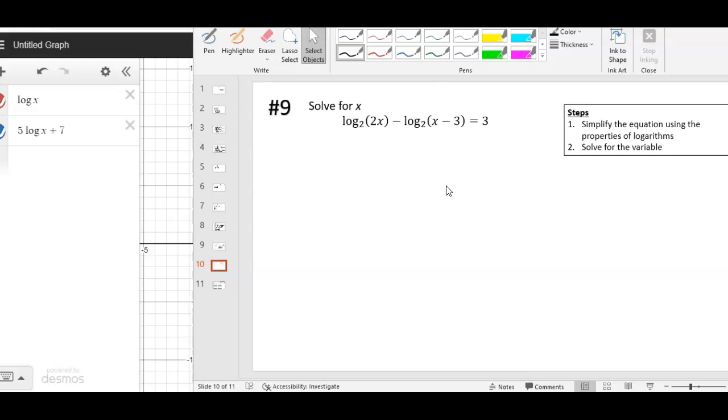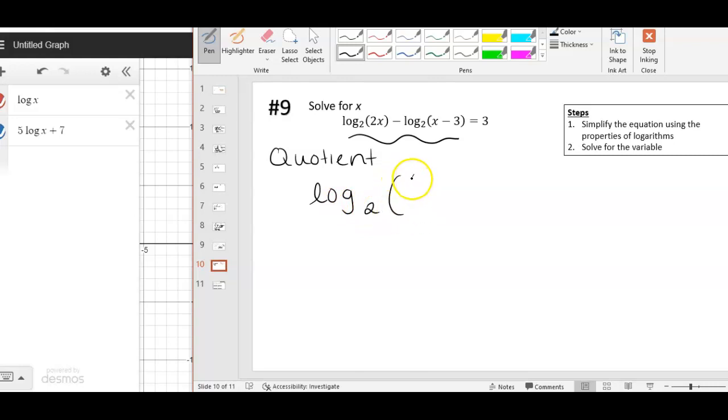Okay, so now let's try this problem. This problem tells us to solve this logarithmic equation. Notice since I have two terms over here, I'm going to combine them, using the properties. Remember, we can use the quotient property. The quotient property tells us that when we're subtracting, we can combine these by division. So I will turn this into the log base 2 of 2x over x minus 3 equals 3.